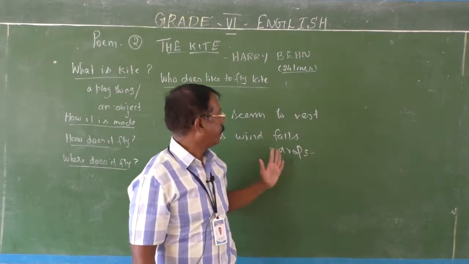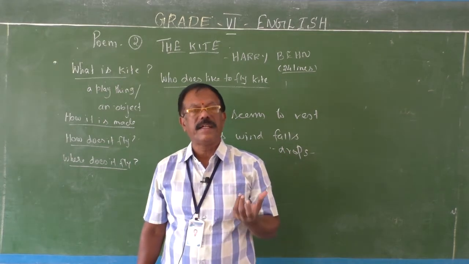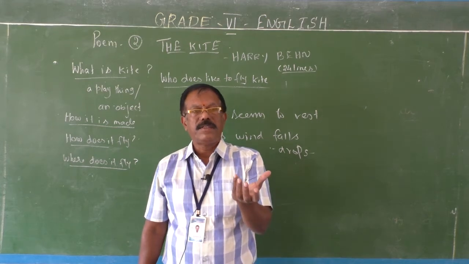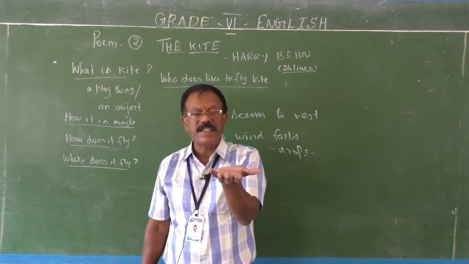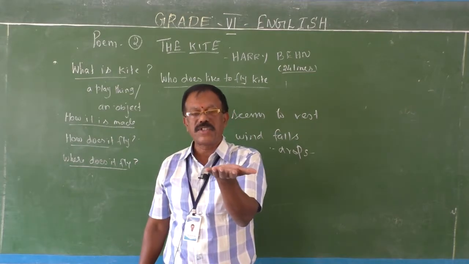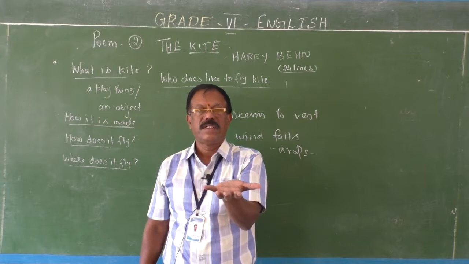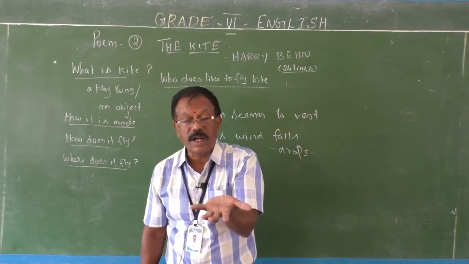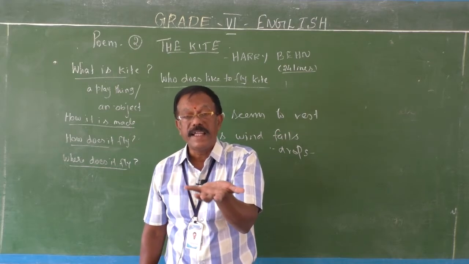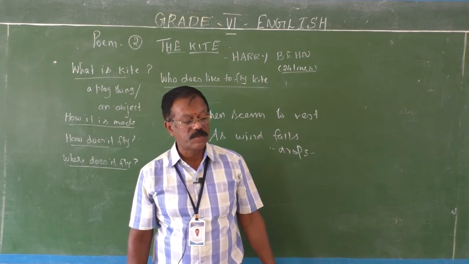But when the wind falls, or when the wind becomes weak, or when the wind drops, it comes down. But then it starts to take rest. It starts to stay at some height in the air. So now the poet says that the movement of the kite has a rest mode. It sits in a rest mode.